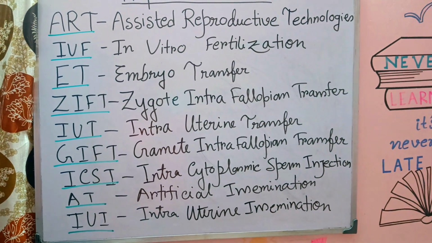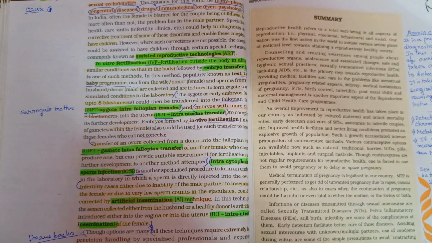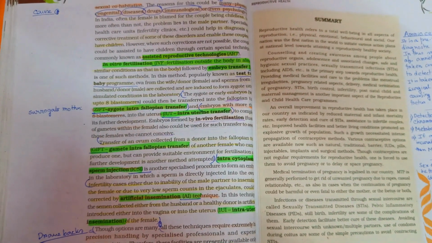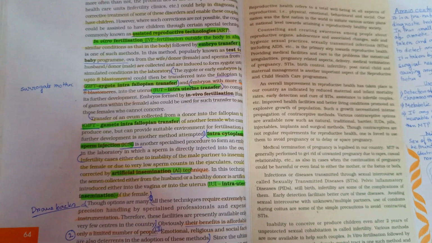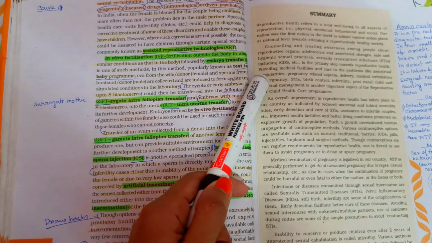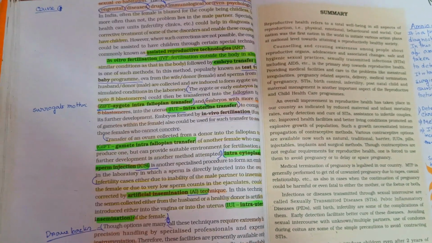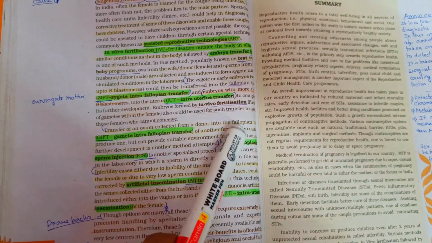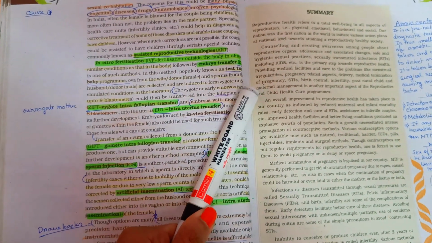Now let's see from the NCERT book. So this is your NCERT book of class 12. Page number is 64. Chapter is reproductive health. You can see ART, in vitro fertilization, embryo transfer. All these terms are written here, and you have to remember the meaning of all these transfers. So let me tell you one by one.